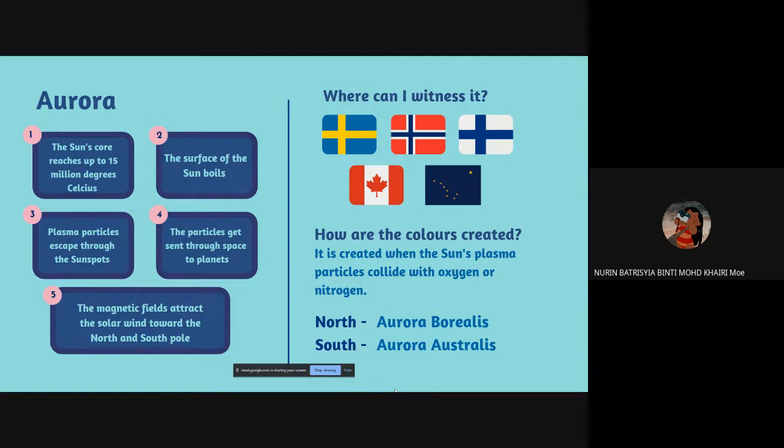And lastly, how are the colors created? It is created when the solar wind goes through our magnetic shield and collides with oxygen or nitrogen in our atmosphere. When it collides with oxygen, it will produce a yellow or green color. Meanwhile, if it collides with nitrogen, it will produce a red, violet, or blue color. And that's all. I will be passing it on to Alicia. Thank you.